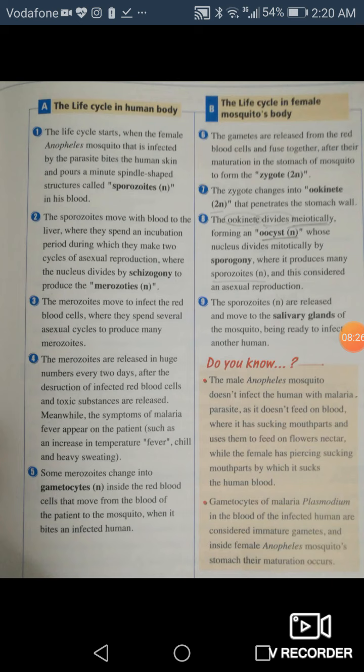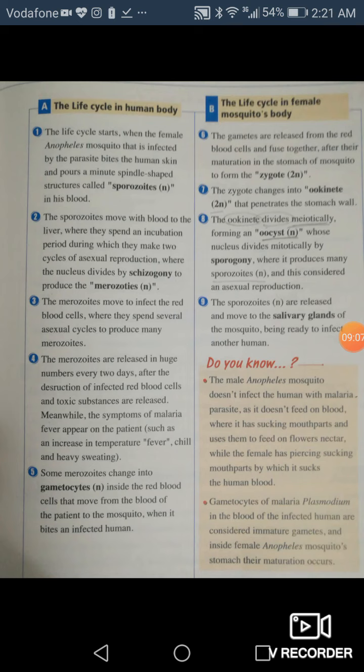The merozoites move to infect the red blood cells. After leaving the liver, they move to the red blood cells to infect them. They spend several asexual cycles to produce many merozoites. So the merozoites go towards the red blood cell to reproduce also by schizogony, okay? Inside the red blood cell, they come out to form merozoites, and come back to attack the red blood cells, and so on for many cycles. These many cycles produce many merozoites.